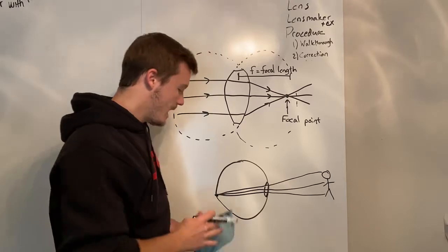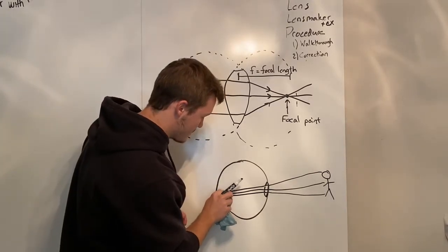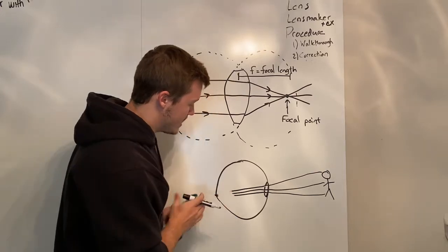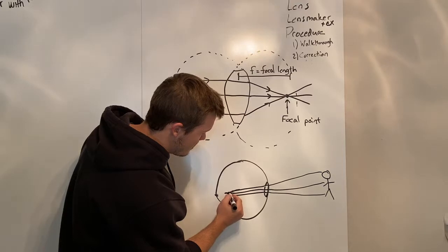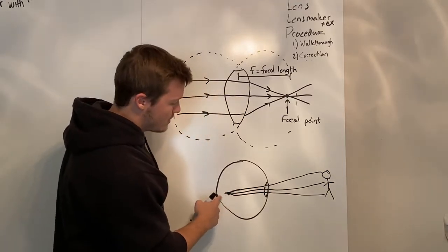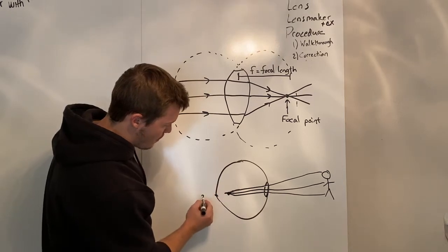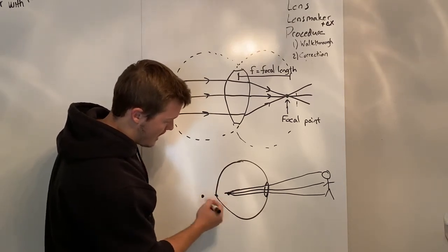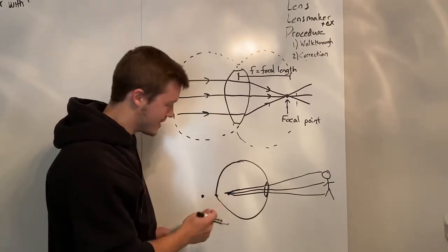Okay, now what happens when someone needs glasses? So when you need glasses, there's a couple different things you can be. You can either have your eye focus the light too far to the inside of your eye, or it could focus the light too far away on the back side of your eye, which means that either one of these situations will look out of focus.